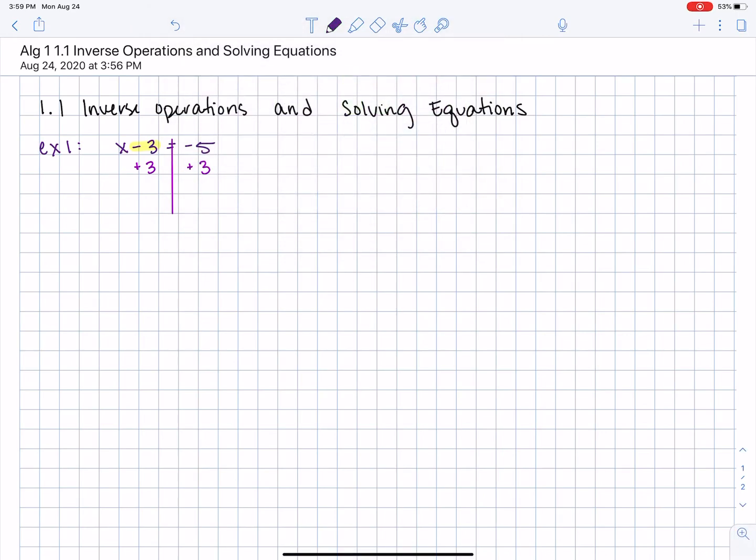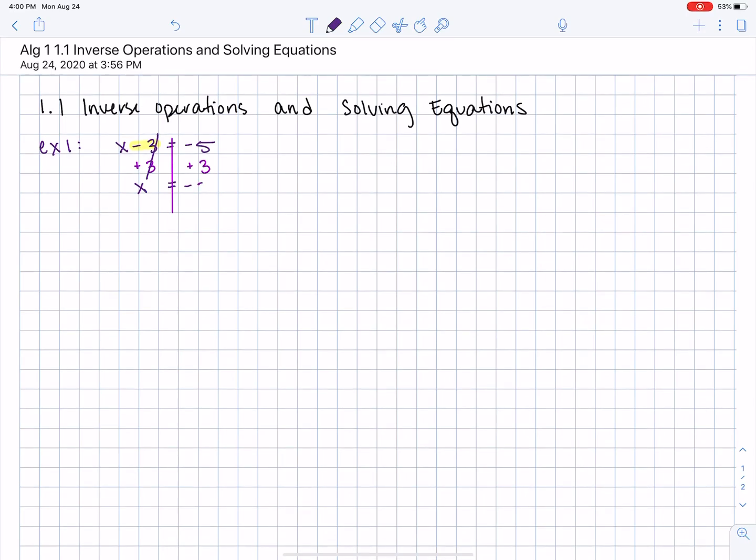And we, of course, have x minus 3 plus 3. So this part goes away, and on the left side of your equation, you're left with x. And we're going to set that equal to negative 5 plus 3. That's equal to negative 2. So my answer on this one is x equals negative 2. So this is my answer.